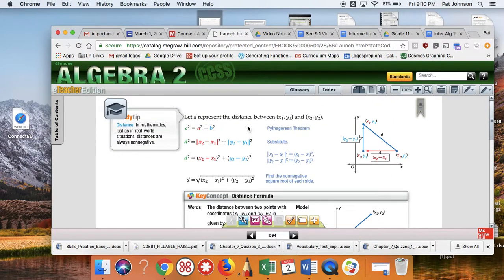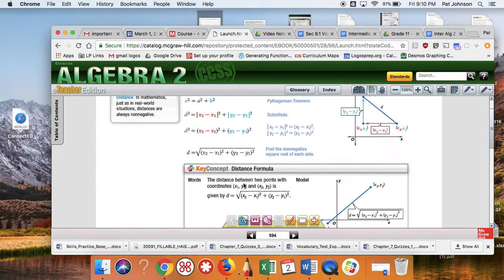They said let d represent the distance between the coordinates (x1, y1) and (x2, y2). So we use the Pythagorean theorem, c squared equals a squared plus b squared. Here's our little triangle. d is the distance between the two points. So d squared equals, and remember this is a difference between y2 minus y1, and here it's a difference between x2 minus x1. So we put that in here, of course taking the absolute value, squared. Then to solve for d, we take the square root.